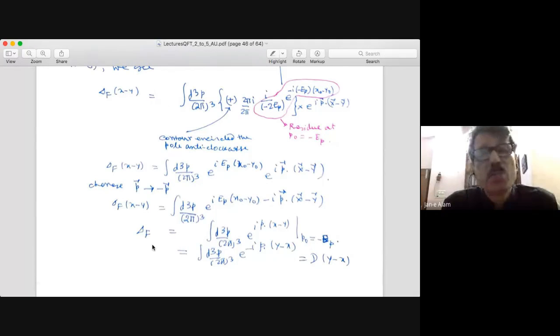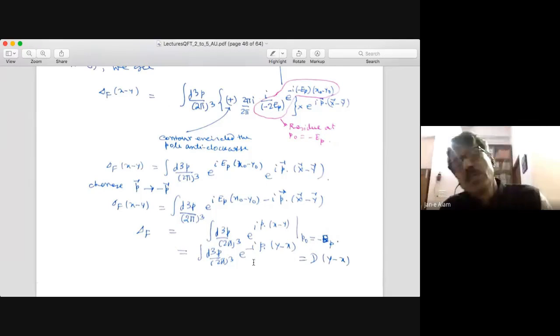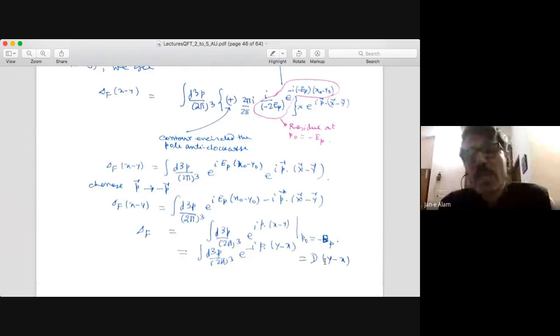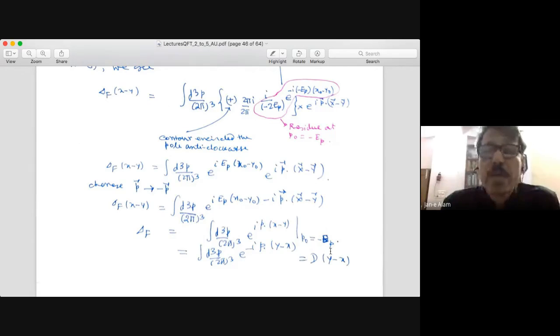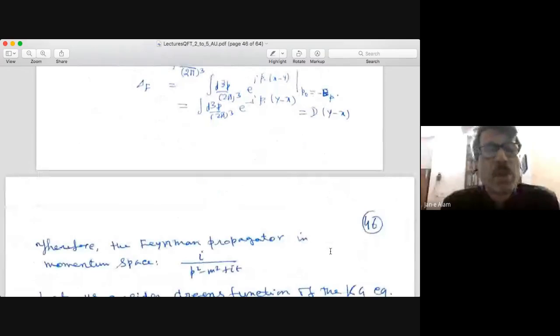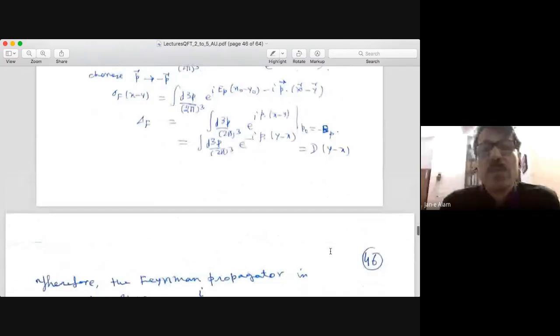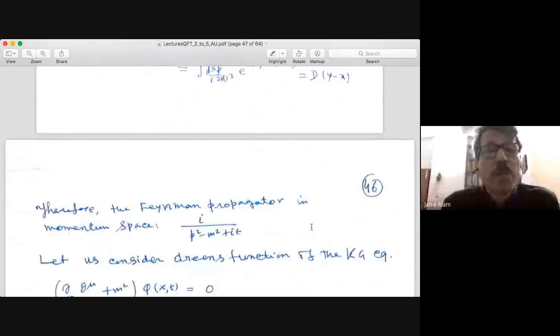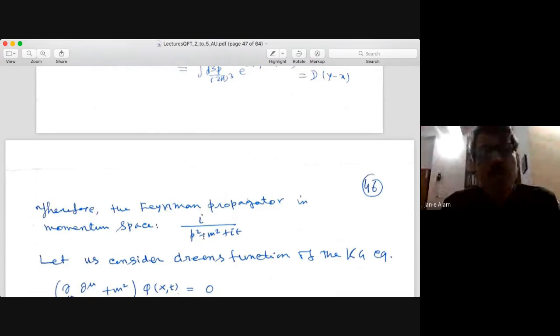And please note, this is nothing but the final result for y naught greater than x naught. This is nothing but the D function again, which gives the probability amplitude of the particle going from x to y. Okay, so this is the Feynman propagator. Therefore the Feynman propagator in momentum space is i divided by p squared minus m squared plus i epsilon. This is my Feynman propagator.